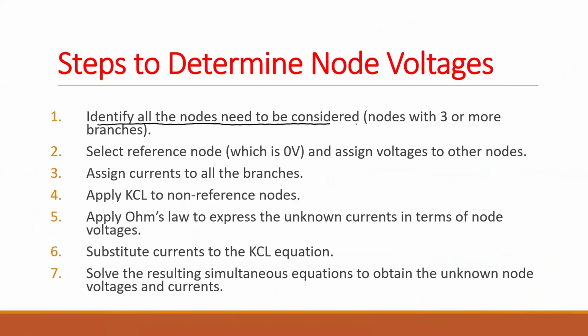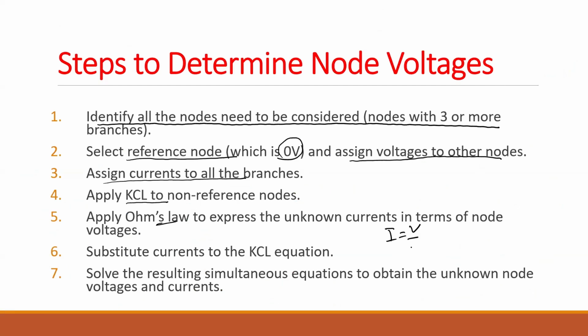First, you need to identify nodes with 3 or more branches connected. You select the reference node, give 0 voltage to the reference node, and assign voltages to other nodes. You can assign V1, V2, V3, depending on how many nodes you have. Then assign currents to all the branches. The direction is up to you. Then you apply KCL to non-reference nodes. Then you use the equation I equals V over R. You start with the start point of the current and you minus all the voltages on the way and divide by the resistance in that path. Then you substitute the current in the equation with this one, solve it, and then you can find the currents using the voltage. Are we good?